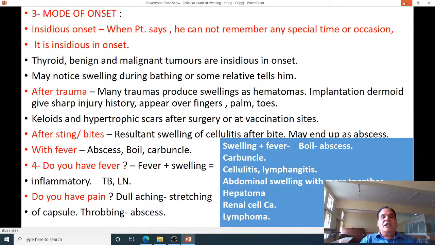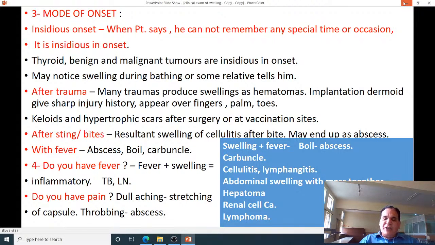Many times accidental detection of a swelling, and relatives telling the patient, there is a lump in your body. I have seen that. What is it? Benign. See, the onset has given an idea. Sudden rise, think of malignancy. Slow rise, think of benign tumors. After trauma, he said, now this occurred after trauma, always think of a hematoma. And our favorite, implantation dermoid. So I was operated a few years back. Then the diagnosis is hypertrophic scar or keloid. See, the diagnosis given by the patient himself.